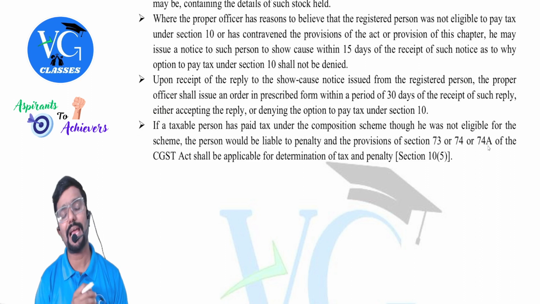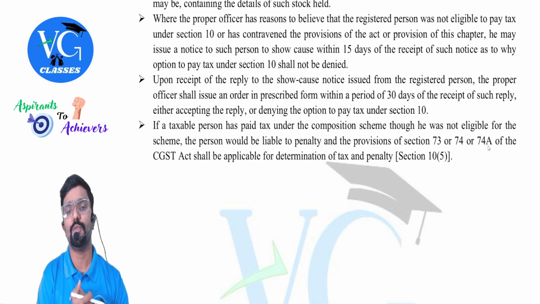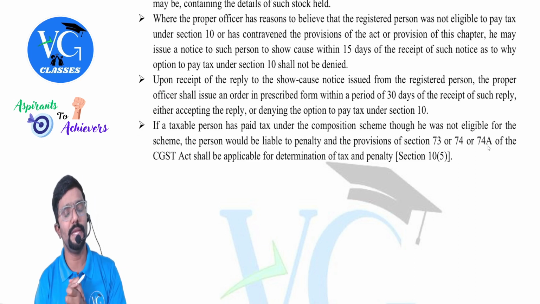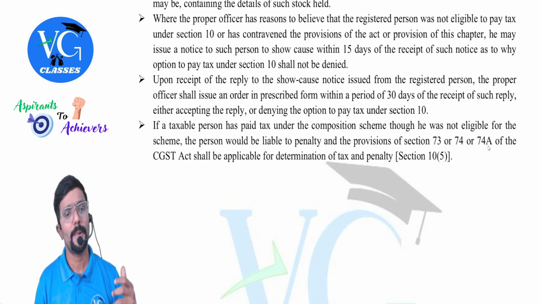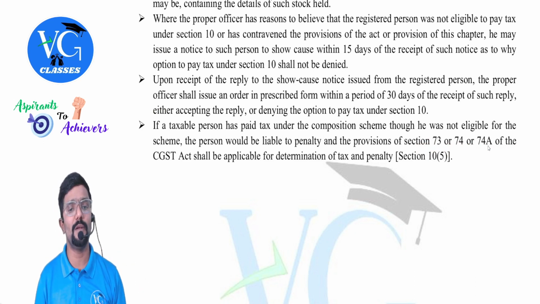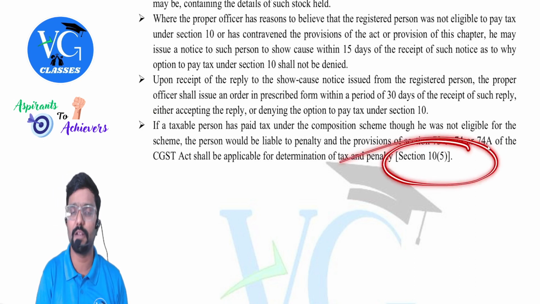If a taxable person has paid tax under the composition scheme, though he was not eligible for the scheme, the person would be liable to pay penalty, and the provisions of section 73, 74, 74A, which are recovery sections, guys, of the CGST Act shall be applicable for determination of tax and penalty. This provision is given under which section?